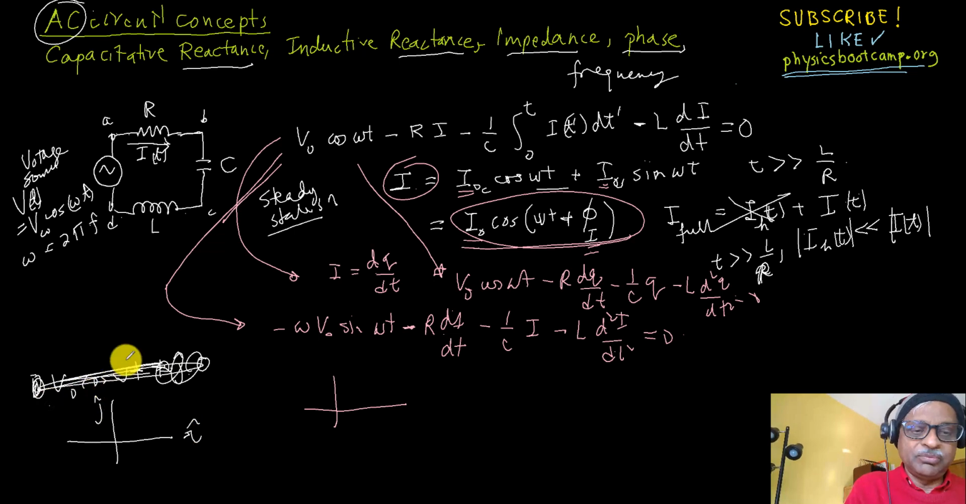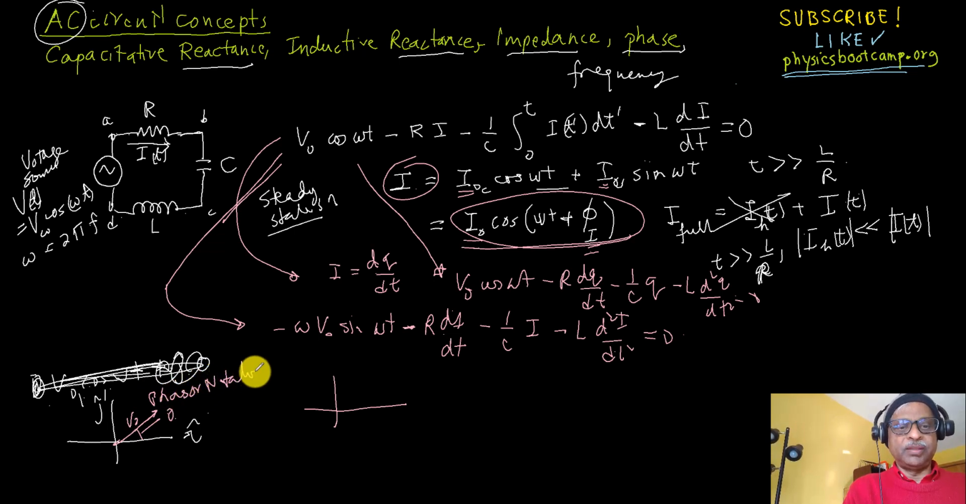We can write some arbitrary I hat, j hat. This is not the real I hat, j hat in our real space. So we write this vector as v0 and this angle theta. When you write vectors like this, we call it a phasor notation. An actual function v0 cosine omega t is just this part.